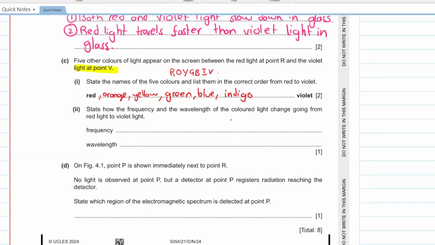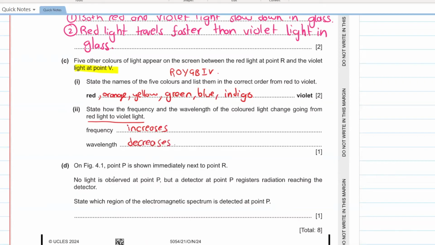State how the frequency and the wavelength of the colored light changes going from red to violet light. As you go from red to violet light, what happens to the frequency? Yes, frequency increases. Frequency increases, wavelength decreases.